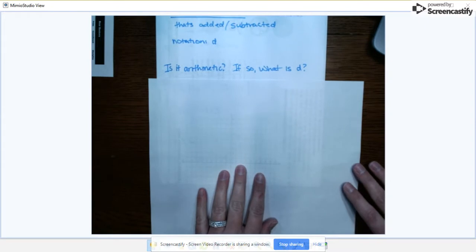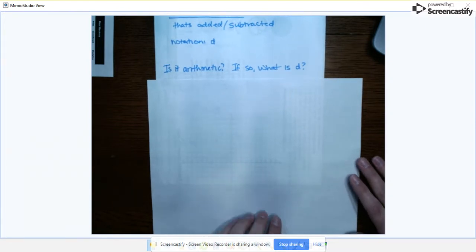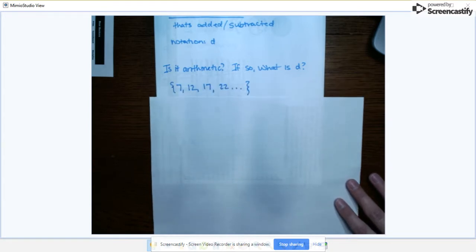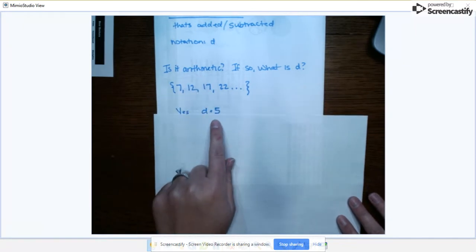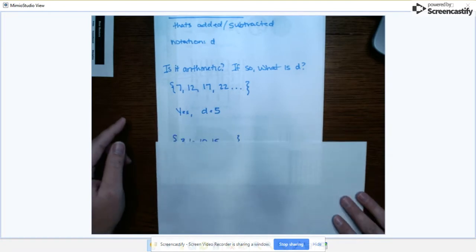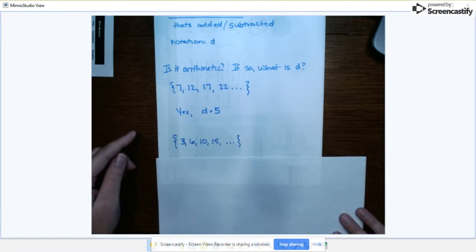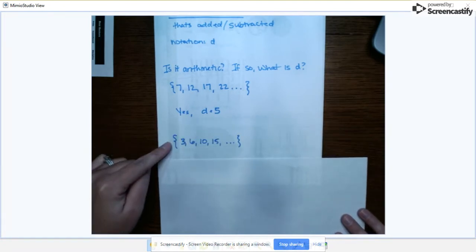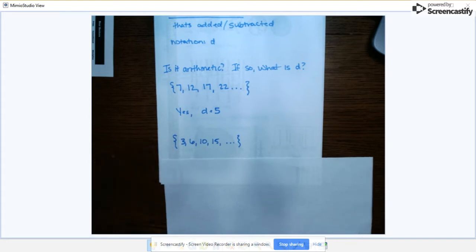So here we're going to look at a sequence and ask ourselves if it's arithmetic. And if it is, we have to figure out what the common difference is. So it's 7, 12, 17, 22. Obviously we're going up, so are we adding the same number every time? Yes, we are. So yes, it's arithmetic, and our common difference would be 5 because we're adding 5 to every number. Okay, you guys tell me if this one is arithmetic, and if it is, tell me the common difference.